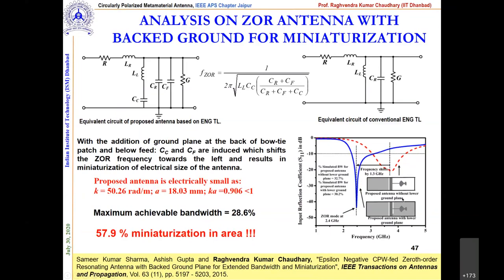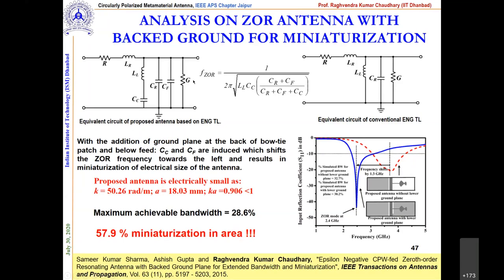So when we modeled it and tried to find the formula, we verified that yes, it is working: due to this extra capacitance generated in the shunt arm, we managed this lower frequency. The magic is that in the same design, we accommodated the small frequency as well. So the miniaturization level is 57.9%. This is quite a big number.